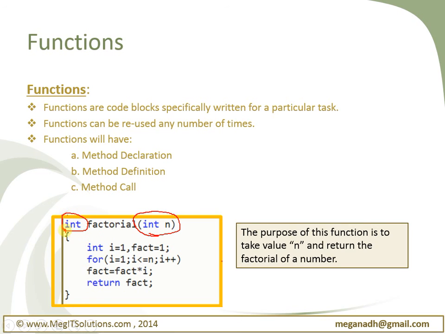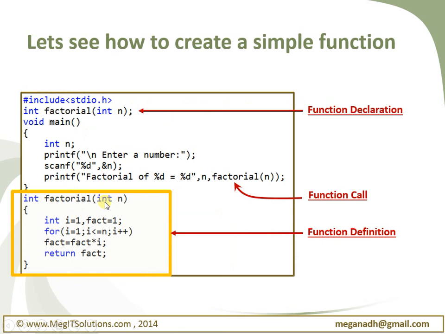Functions are code blocks specifically written for a particular task, and functions can be reused any number of times. We saw that we used factorial 2 times, and functions will normally have a method declaration, method definition, and a method call. So let's go back and see in the slide. Here this is called the method declaration, and this is called the method definition. Here we are defining what the method is actually doing, and this is called the function call. Hope it's clear. So hope we are clear with functions.